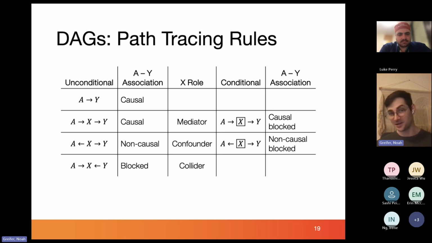Conditioning on a confounder also blocks that association, but it blocks a non-causal path.